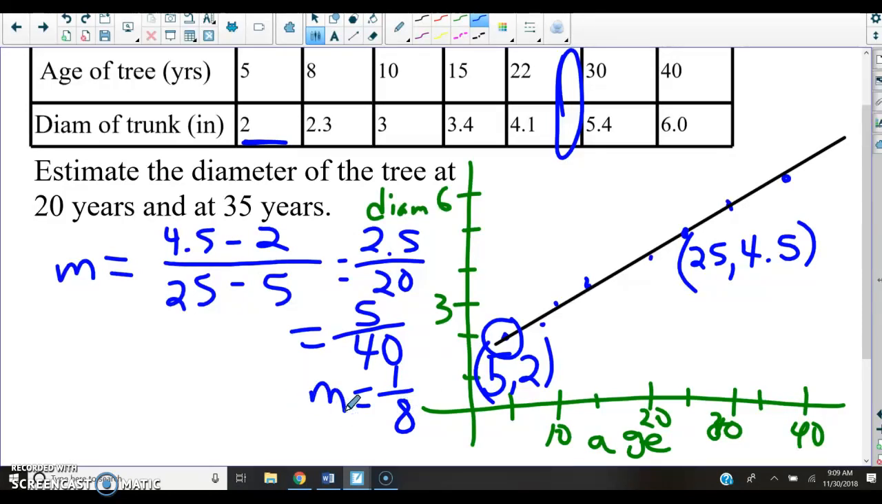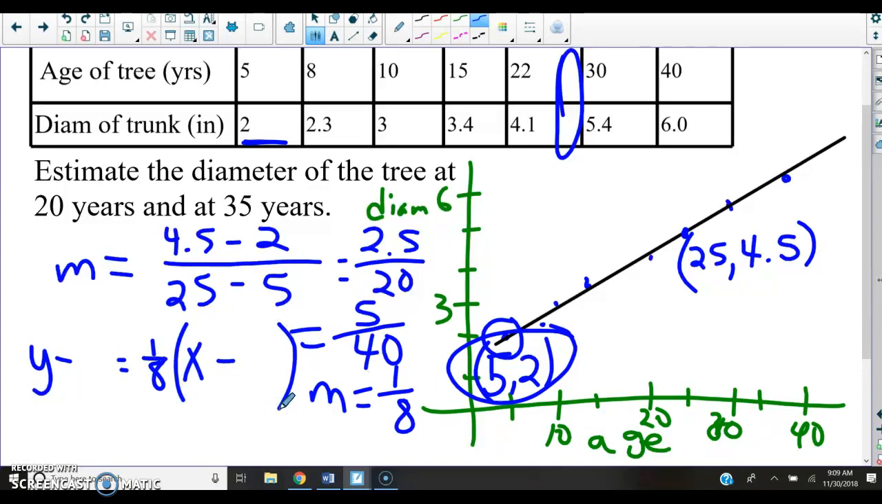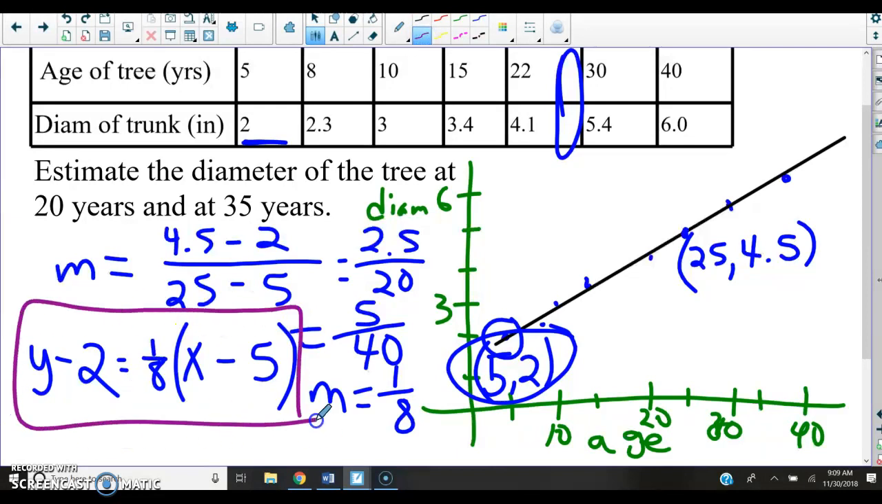And I can pick a point. I'll use the (5, 2) because it's so convenient. So y minus 2 equals 1/8 times x minus 5. And my x is 5, my y is 2. If I wish, I can make that into slope-intercept form. Right now it is in point-slope form. But there's an equation.